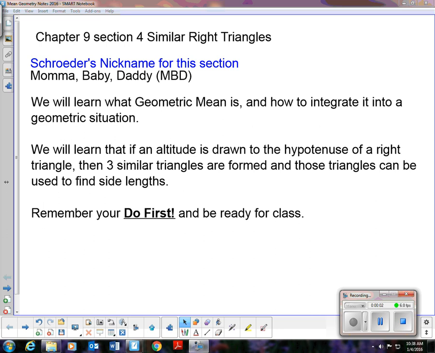Welcome to Geometry Pre-AP. Today we're going to learn about similar right triangles. This is Chapter 9, Section 4. We're going to go backwards a little bit. I did this during this time because we've just spent some time going over the Pythagorean theorem, and this does have to do with right triangles.